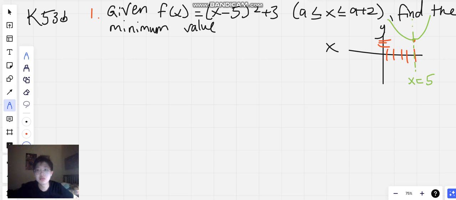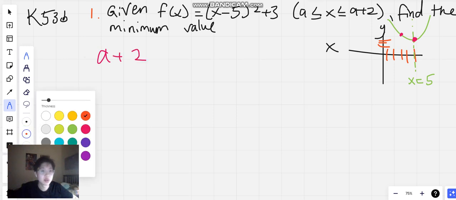The a plus 2 would be the minimum value until a plus 2 is here and a is here. Because now the minimum value can be defined as not just f of a plus 2, it can be defined as specifically the vertex. But we know that as long as a plus 2, so this right hand side of the interval, keep that in mind, as long as a plus 2, so we'll label this scenario A.